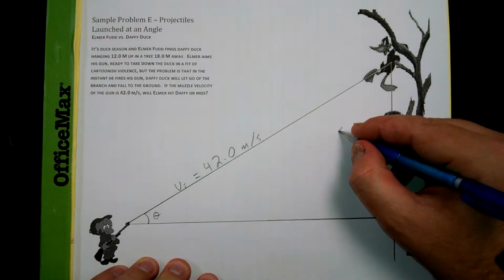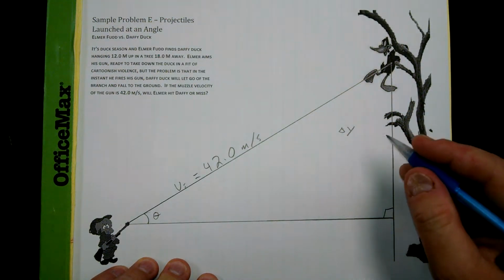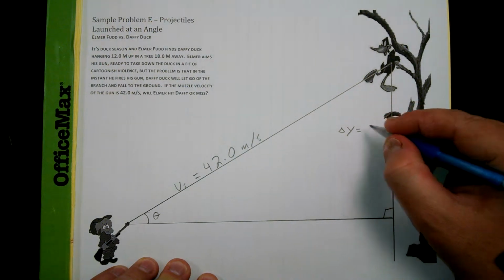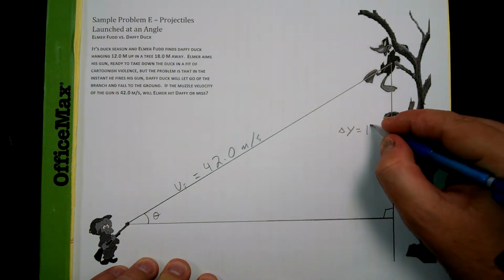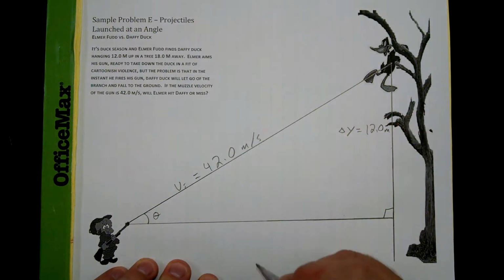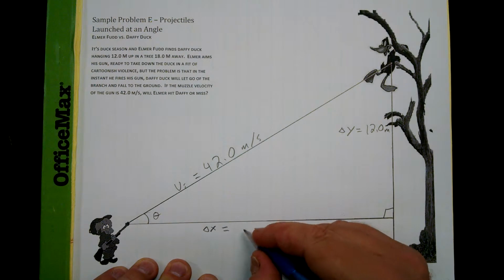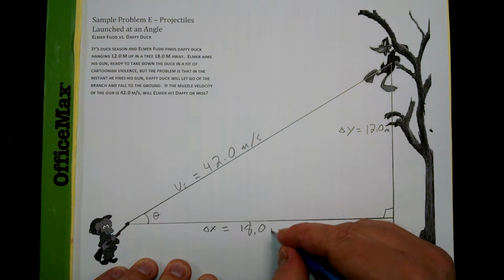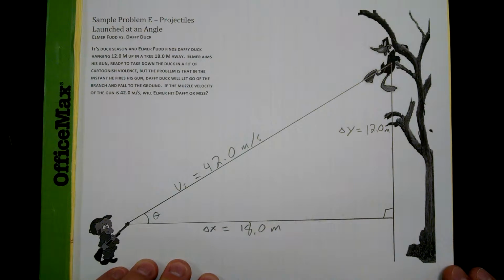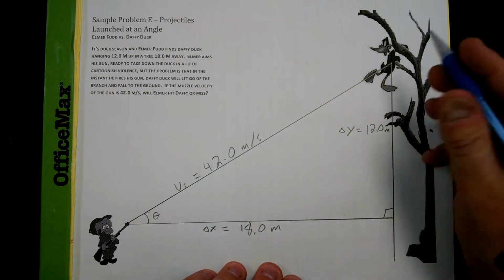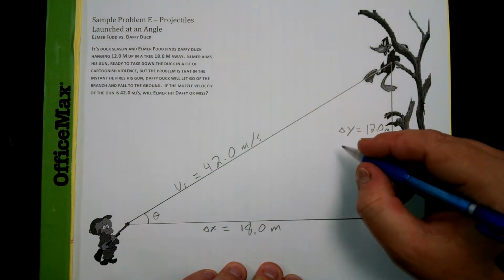Okay, Daffy. And let's just go ahead and use delta Y. That's actually not what we're trying to find, but we know that Daffy is exactly 12 meters up in the tree. We know that the tree is 18 meters away, so that's my delta X, the change in horizontal distance. And with all this information, what's going to happen? If Elmer shoots directly at Daffy, is he going to hit the duck, or is the duck going to fall underneath the bullet?